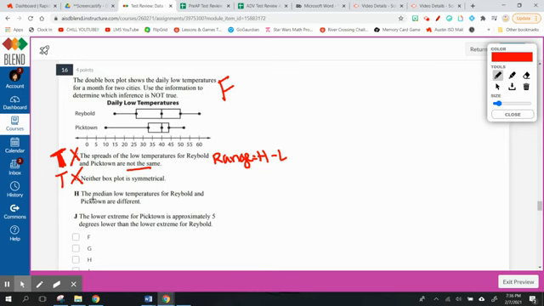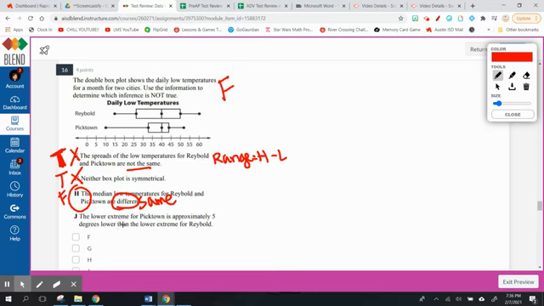Little nuggets. The median low temperature for Raybould and Picktown are different. Remember, median is the number inside our box. Are they different? They are the same. False. It's probably going to be the one we're going to choose, but we're not going to choose it just yet, just in case we goof.